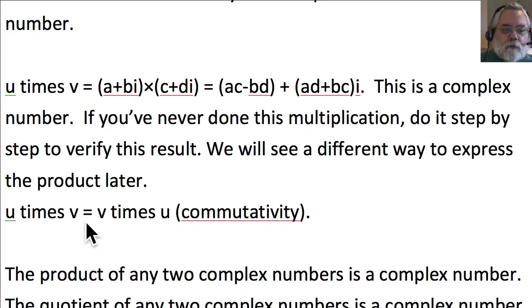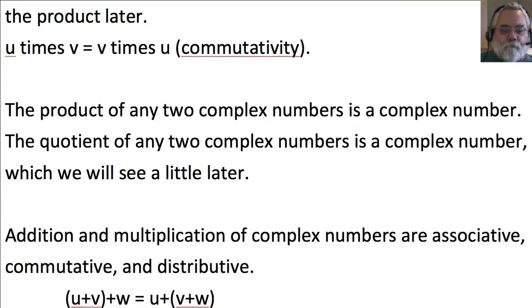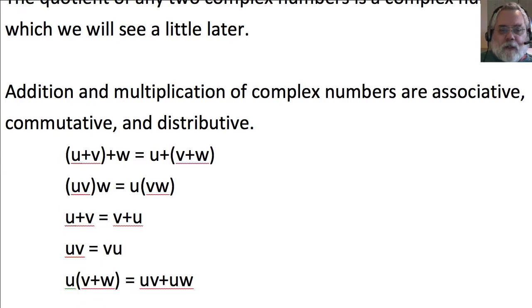If you multiply it out, you'll see that u times v is the same as v times u. That multiplication of complex numbers is commutative. The product of any two complex numbers is a complex number. The quotient of any two complex numbers is a complex number as long as the number we're dividing by is not 0, which we'll see a little later. Addition and multiplication of complex numbers are associative. We can rearrange parentheses. They're commutative. We can change the order, and they are distributive.